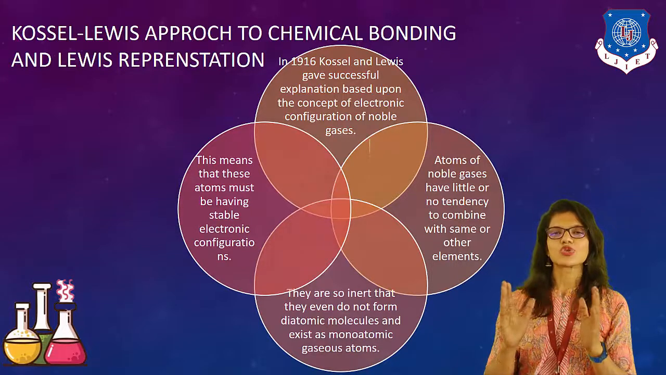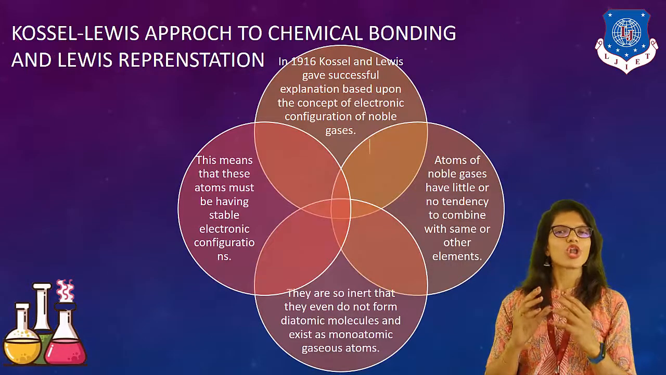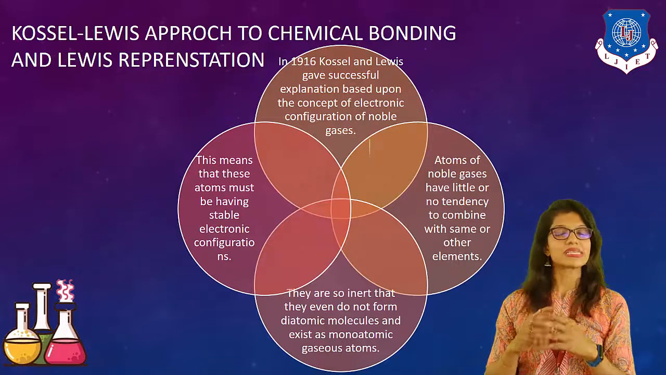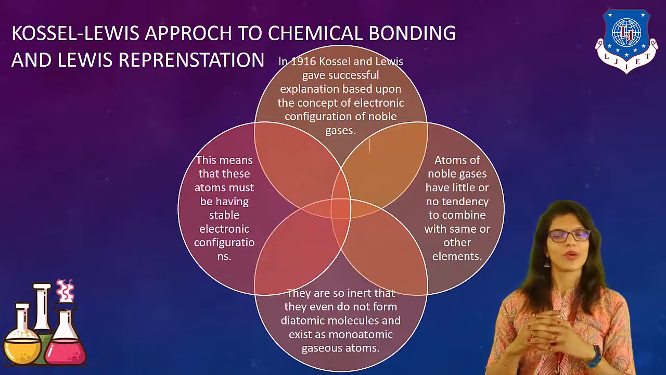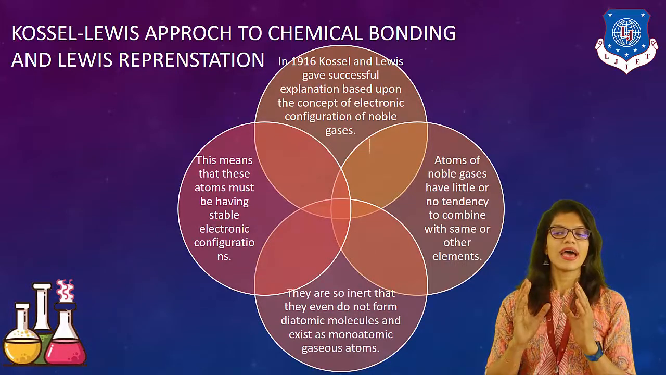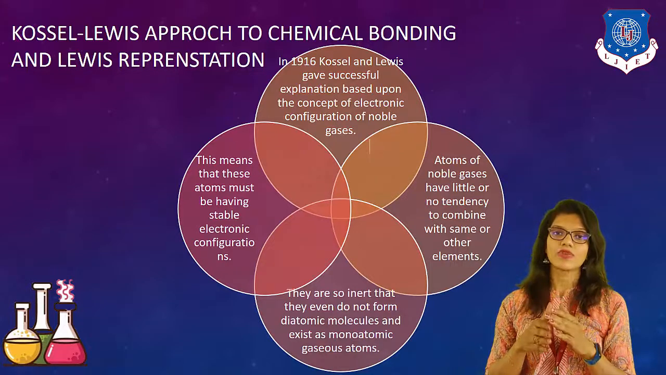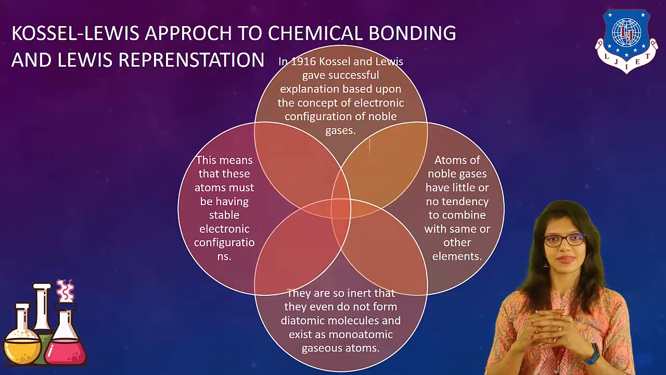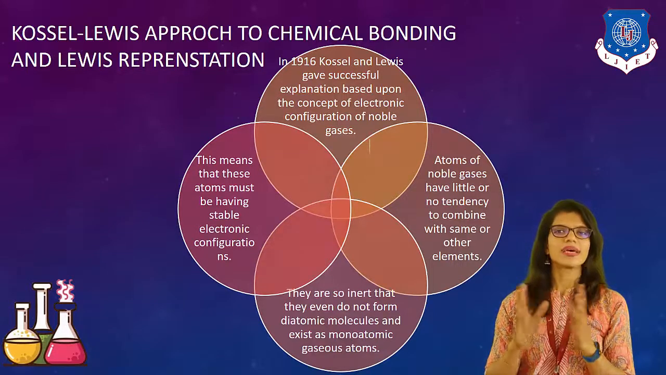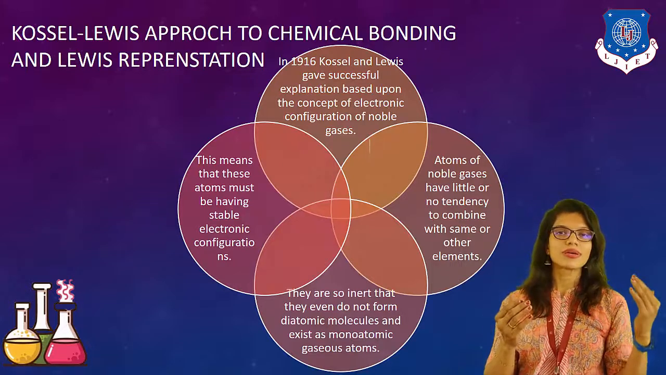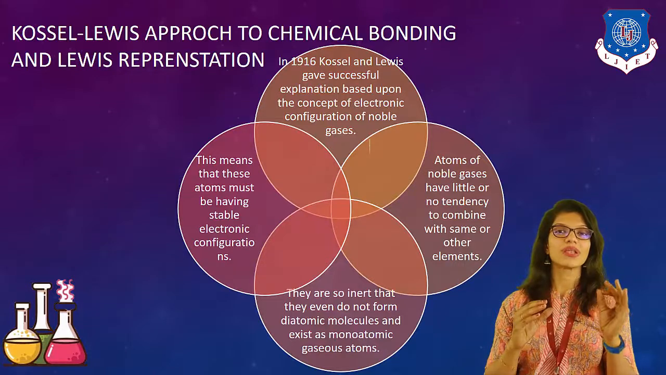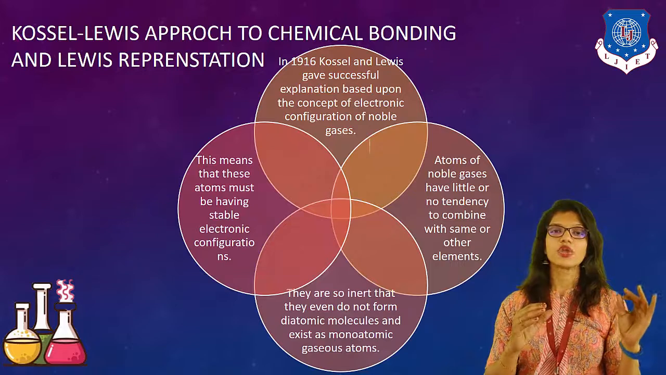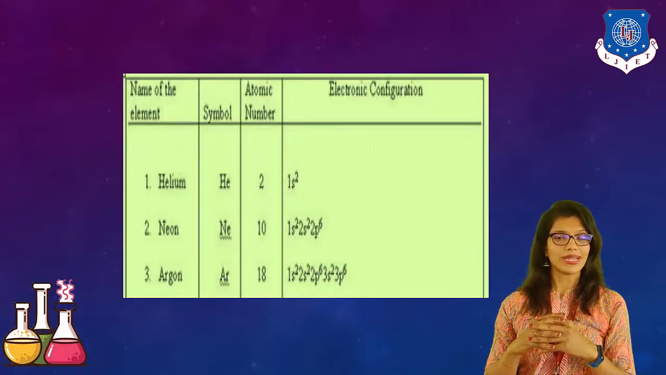So what are these noble gases actually? We all know that noble gases means inert gases. Inert gases means their outermost shell is totally full with electrons. The atoms of the noble gases have little or no tendency to combine even with the same atoms. They are so inert that they do not form even diatomic molecules. This is their tendency because there is no space for an electron to come out or to come in, and because of it they are known as stable noble gases, or they have a stable noble configuration.